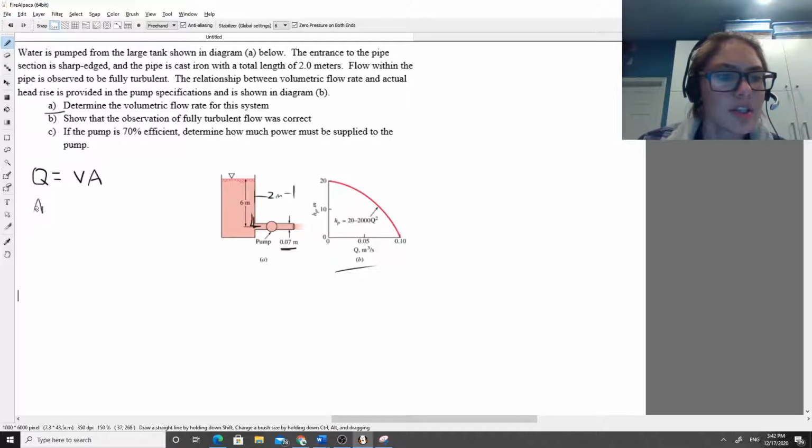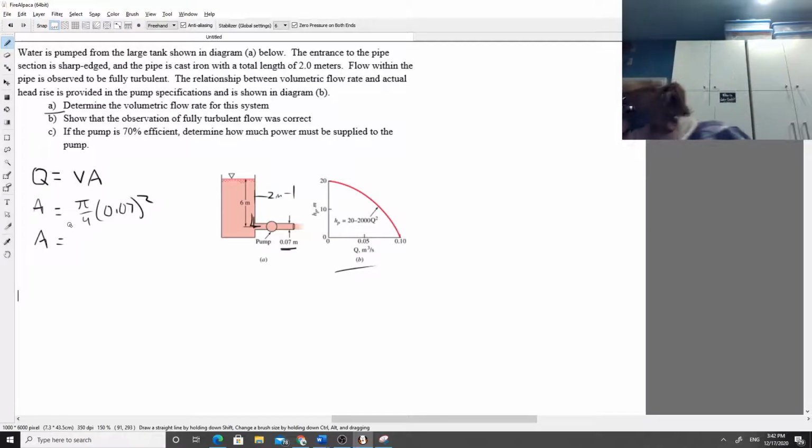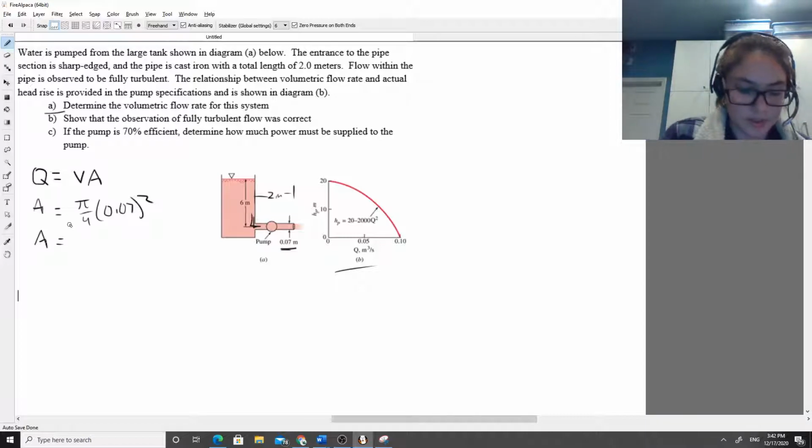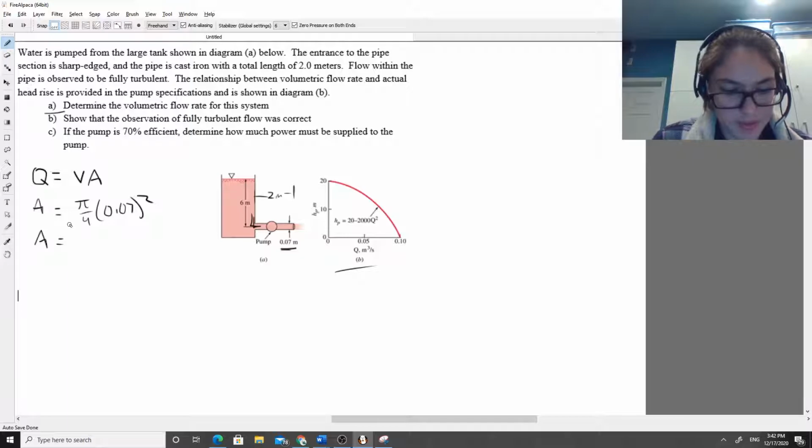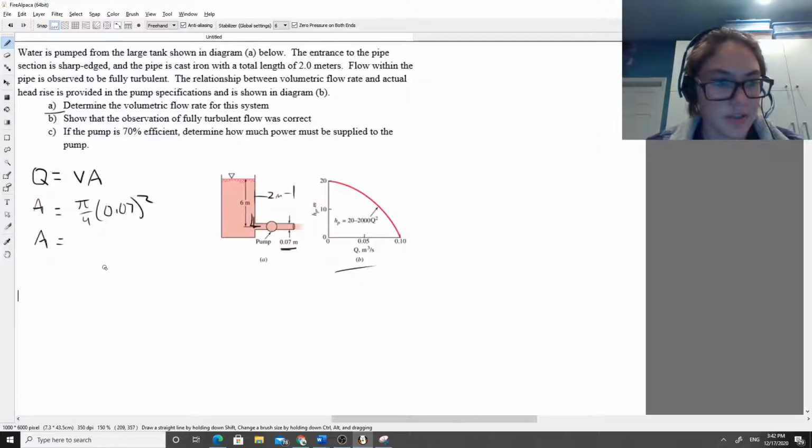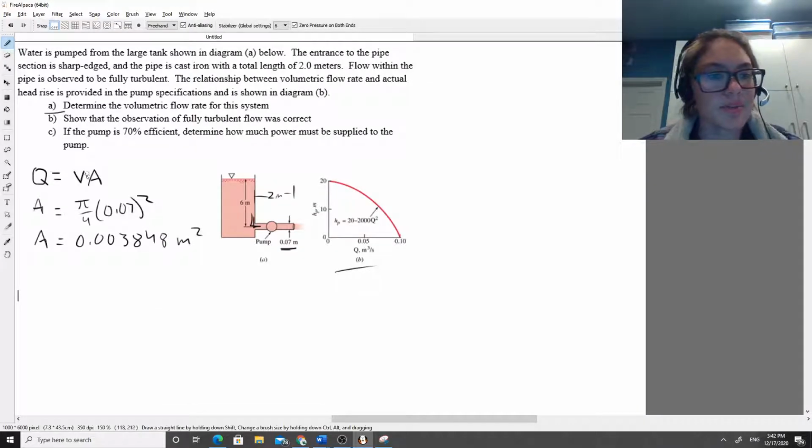So knowing the diameter, we can set the area equal to pi divided by 4 times 0.07, that's your diameter, squared. And that's going to give us an area quickly. Of 0.07 squared times pi divided by 4 is going to be equal to 0.003848 meters squared.